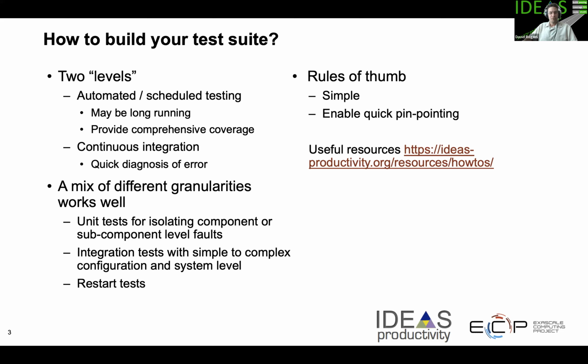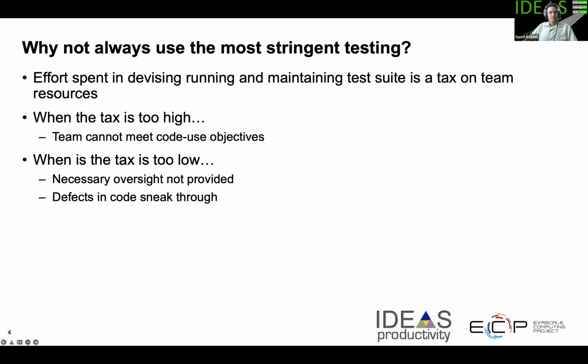You also want your tests to have a mixture of different granularities. So think about unit tests that start at testing the individual functions or data structures, moving all the way through integration tests, which test whether different pieces of your code interoperate correctly, or your code with someone else's code, and restart tests, which are obviously in the middle of a campaign run. The lights go out and you have to restart your computation. Is that restart going to work the way you expect it to?